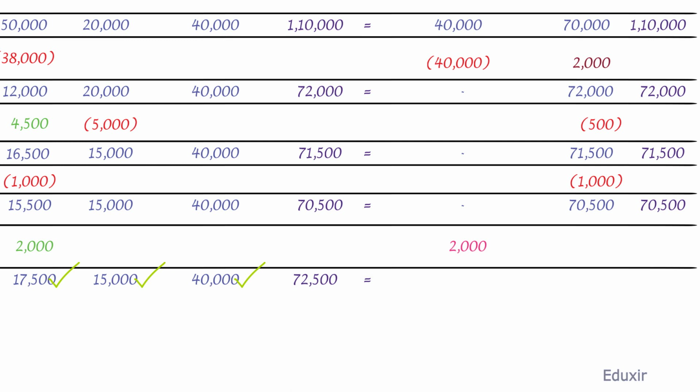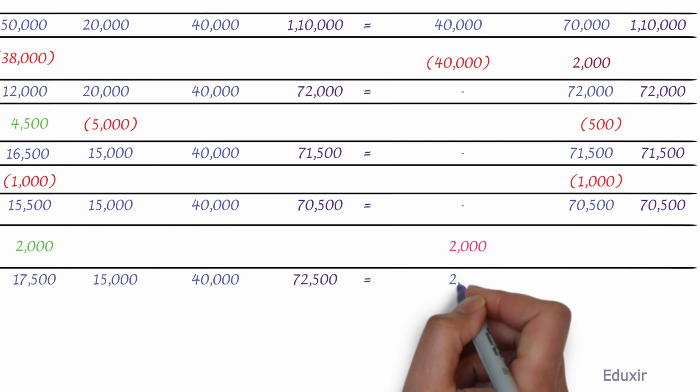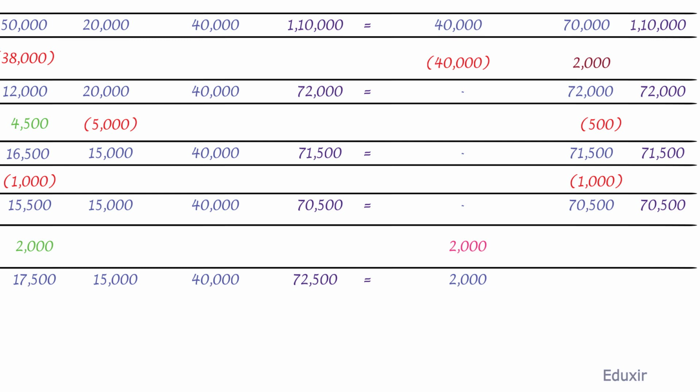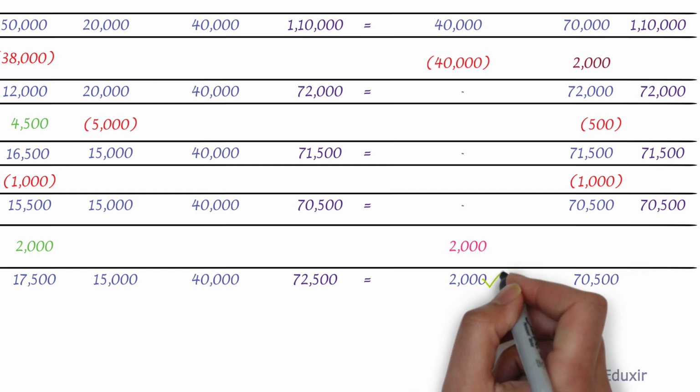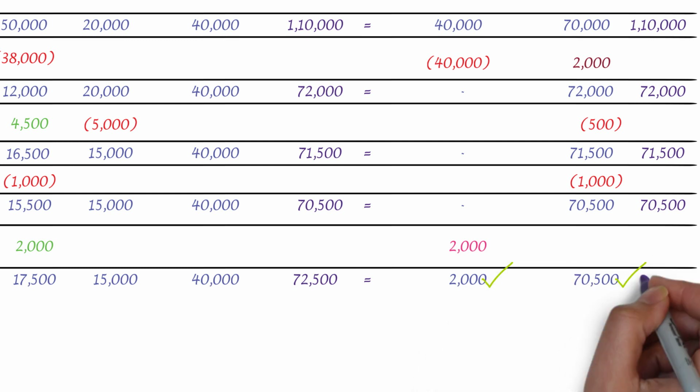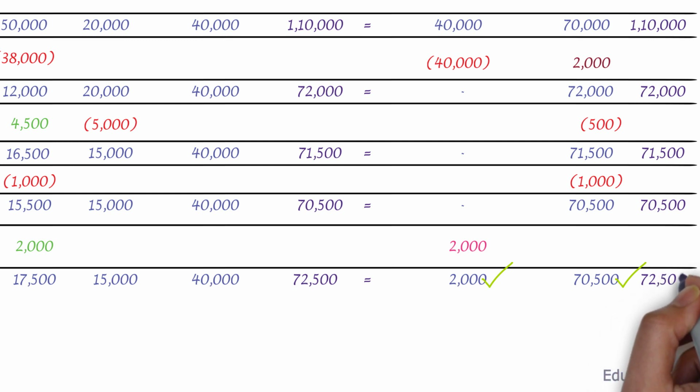The business now has a liability of 2,000 rupees. There is no change in the capital and it remains the same as 70,500 rupees. The total of liabilities and the capital would be 72,500 rupees. That covers the 8th transaction.